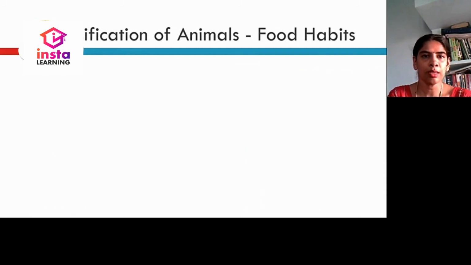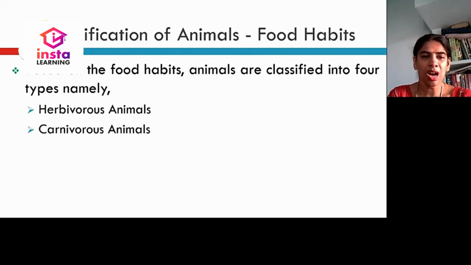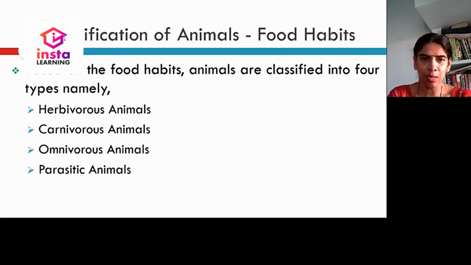Let us now learn the classification of animals based on the food habits. Based on the food habits, animals are classified into 4 types, namely herbivorous animals, carnivorous animals, omnivorous animals, and parasitic animals. Let us discuss these 4 types of animals.